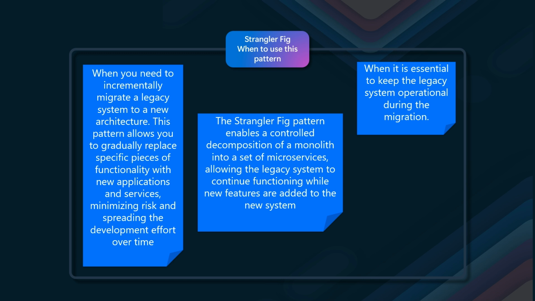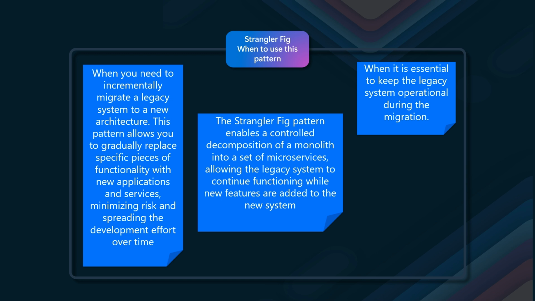Maintaining functionality. So, when it's essential to keep the legacy system operational during the migration, the facade in the Strangler fig pattern intercepts the requests and routes them to either a legacy application or new services, ensuring that the consumers can then continue using the same interface without being aware of the migration.